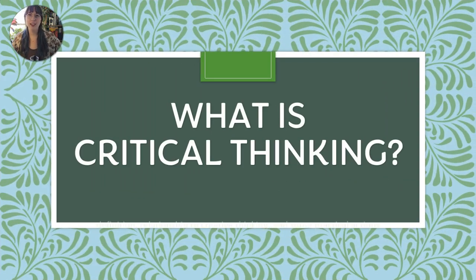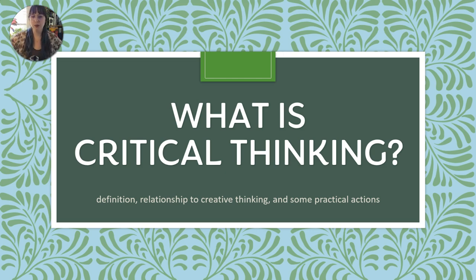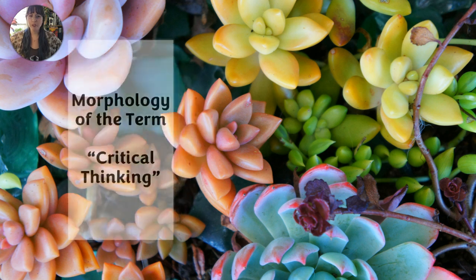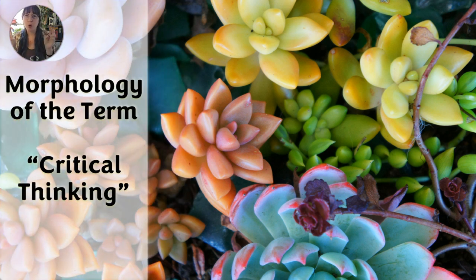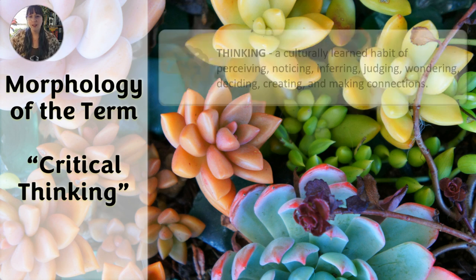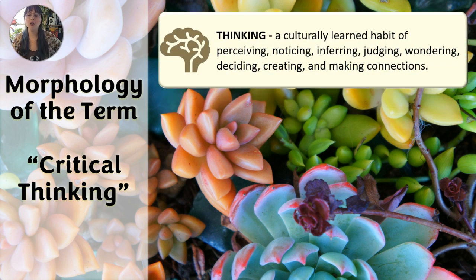First of all, what is critical thinking? We're going to look at its definition and its relationship to creative thinking. First of all, we'll look at what's called the morphology of the term. So that's just breaking the term down into its parts, critical and thinking. Thinking is a culturally learned habit of perceiving, noticing, inferring, judging, wondering, deciding, creating, making connections.